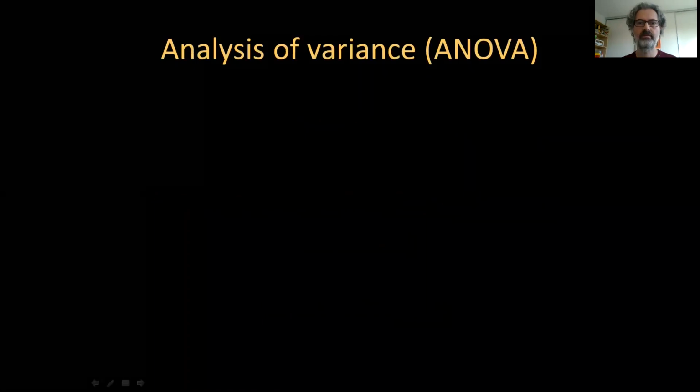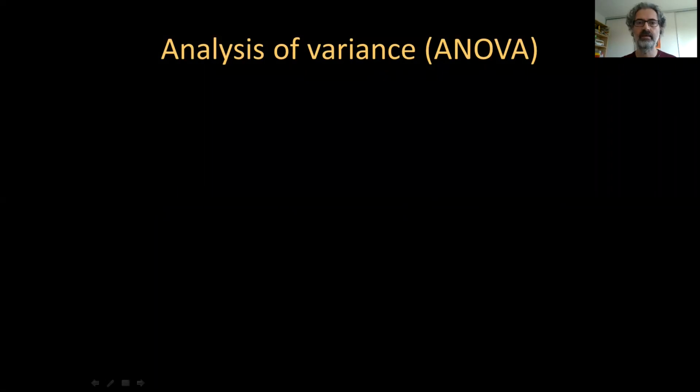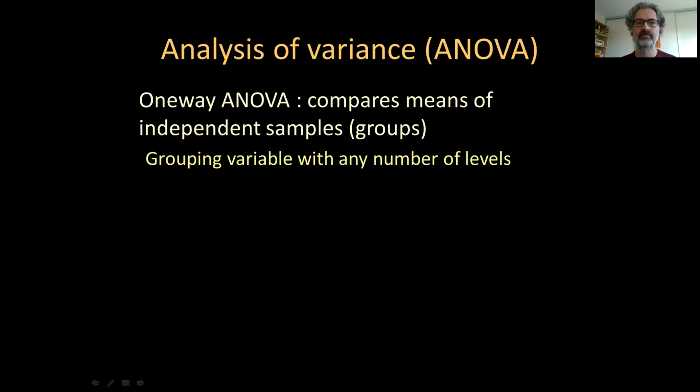In this video, we will continue the presentation of analysis of variance. In particular, we will talk about factorial ANOVA. In one-way ANOVA, which we saw in a previous video, we compared means of independent groups using a grouping variable with a number of levels, but we could only have one independent categorical variable.